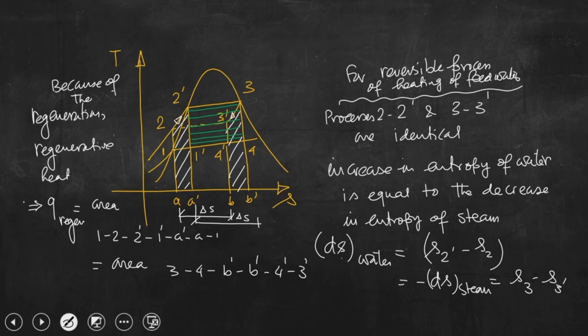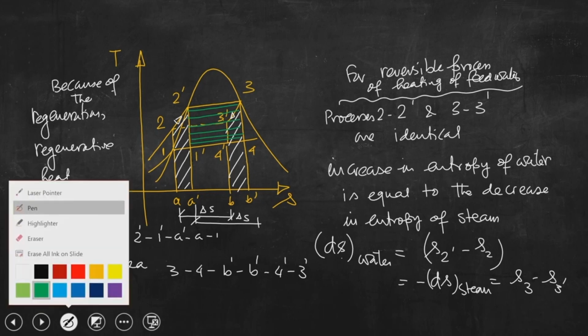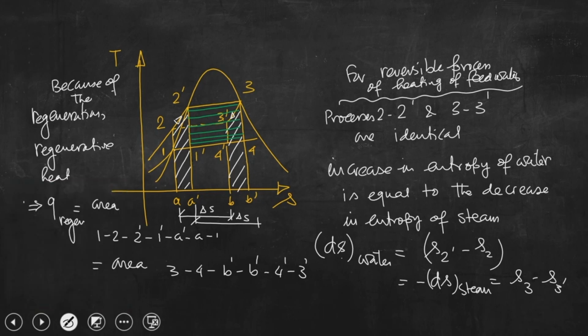So, I mean try to understand. This is also del S, this is also del S. So, basically you can understand 1 2 2' 3 3' 4', that is, since let me tell you, if I use another color, since these two areas are equal, that is basically regenerative heating.